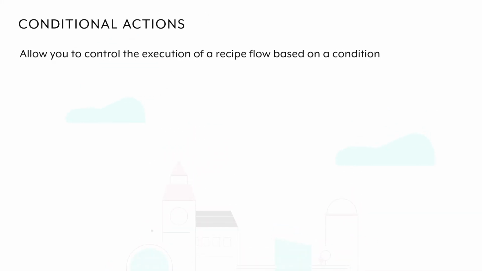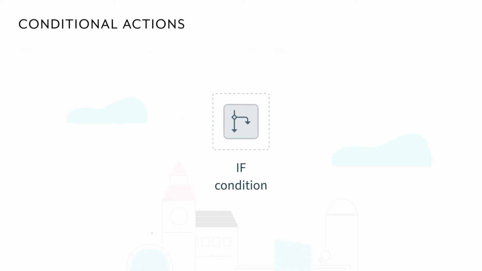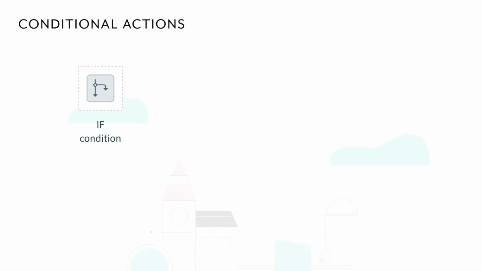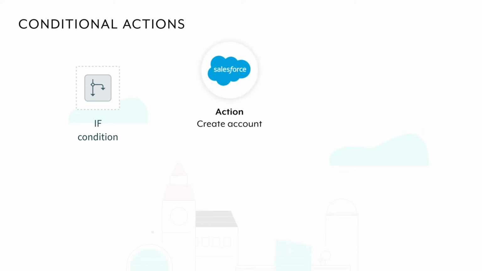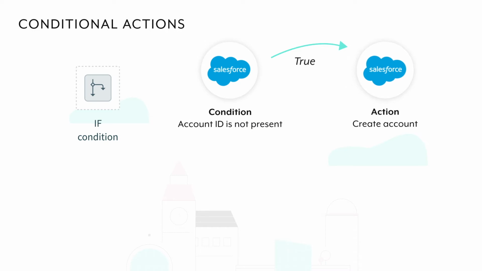Conditional actions allow you to control the execution of a recipe flow based on a condition and better define the workflow processing logic. There are two types of conditional actions, the if condition and the if-else condition. The if condition is basically an if statement, where actions are only carried out if the specified condition is true. For example, you can configure your recipe such that an account will only be created in Salesforce if the account ID cannot be found in Salesforce.